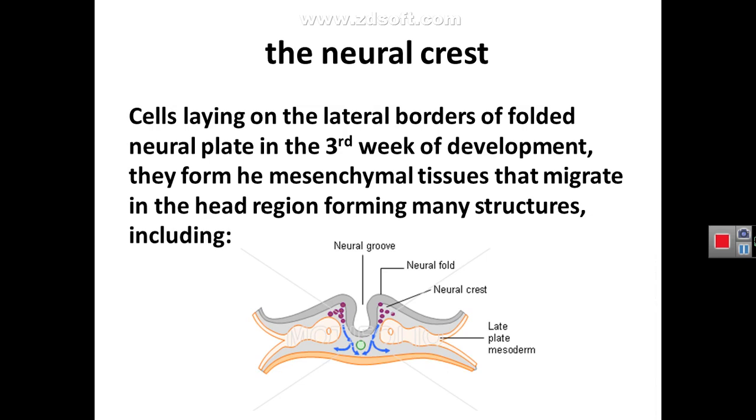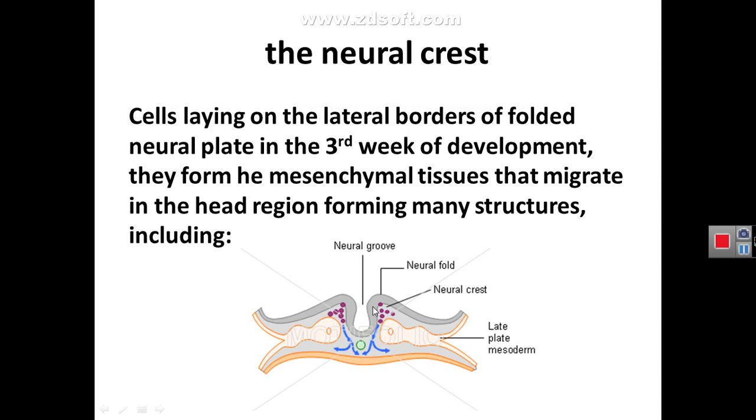What is the neural crest? Neural crest cells, as shown in this figure, are cells lying on the lateral folding of the neural plates. You know, the mid region of the ectoderm will be thickened during the 3rd week of development and so on.